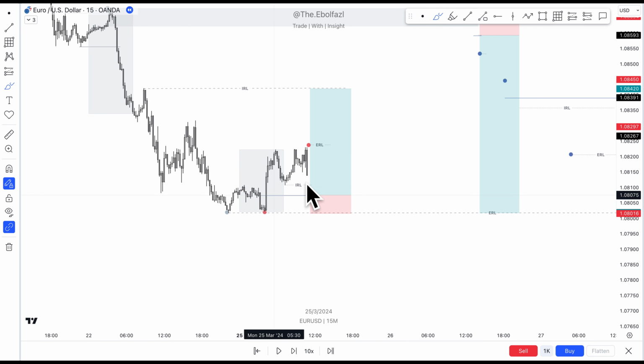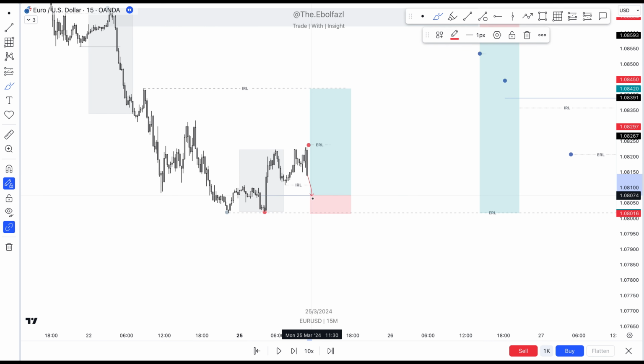If you don't know how to identify the internal range liquidity, watch my previous video, go to my channel and find that video. Watch all the videos, because trust me, it's going to help you a lot. If you watch all the videos, you can create a strategy.